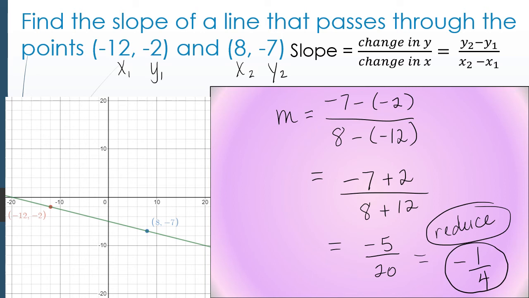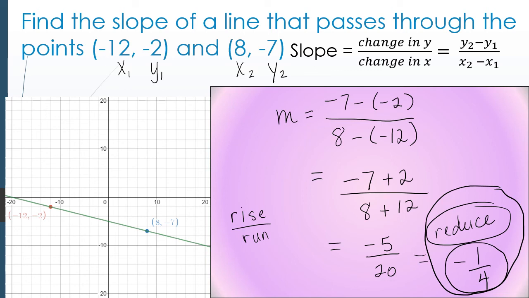Looking at the graph of the line that goes through -12, -2, and 8, -7, you can see that does have a negative slope. And remembering that slope is rise over run. Now remember, you're done. You found the answer that you're looking for. I just kind of want to show you graphically so that you can have a picture in your mind of what this looks like. Think about rise over run.